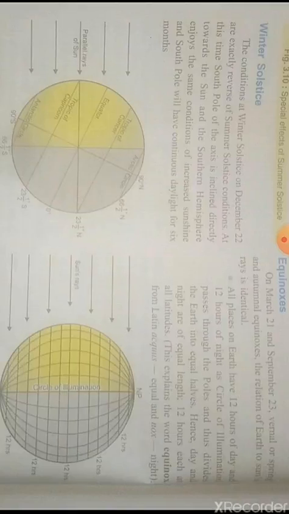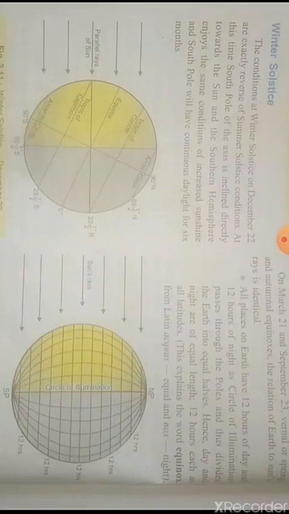The word equinox is derived from the Latin words equus, which means equal, and nox, which means night. It refers to equal length of day and night. At this time, Earth is not tilted towards the Sun. It happens twice a year, on March 21 and September 23. Vernal and autumnal equinox take place respectively. Now let us study about the vernal equinox and autumnal equinox in detail.